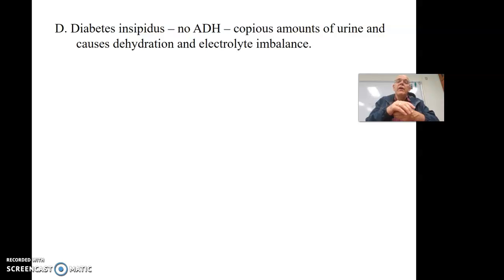All right. Insipid, I think, means it sneaks up on you, because all of a sudden you start getting dehydrated and you're all out of whack. You feel bad and you don't know why. But anyhow, that's that type of diabetes. Diabetes mellitus, mellitus means sweet or honey, and that has to do with the blood sugar level.